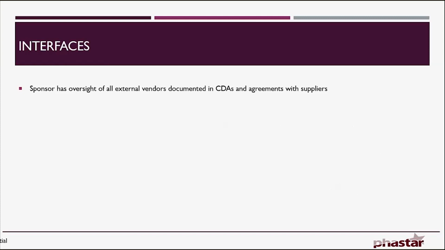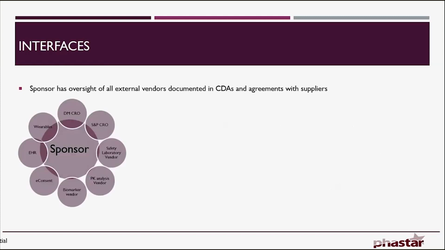As such, when we work with our sponsors, they generally have oversight of all our external vendors, and this oversight is very much documented in confidentiality agreements and contracts with those suppliers. From this diagram, what I'm trying to show is that a sponsor, when it's setting up a clinical trial, will have a multitude of vendors that it is using and supporting during the course of that study, and they will set up agreements and CDAs with those suppliers.